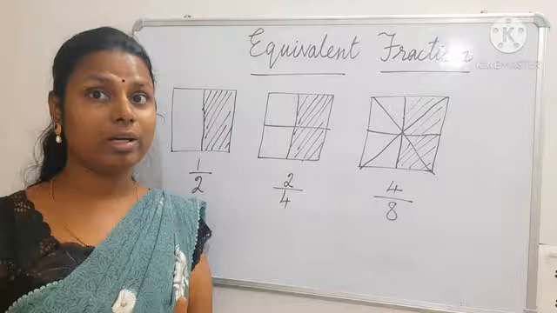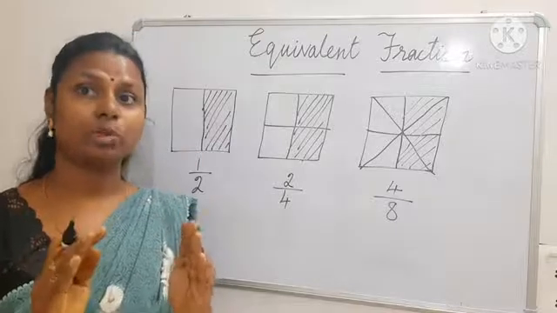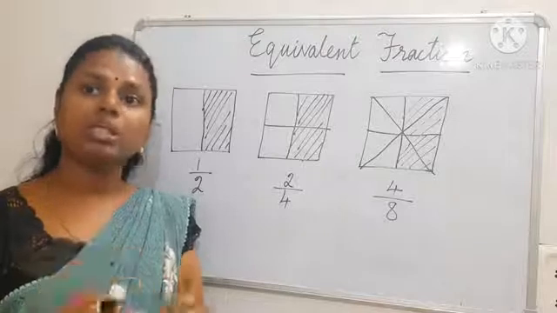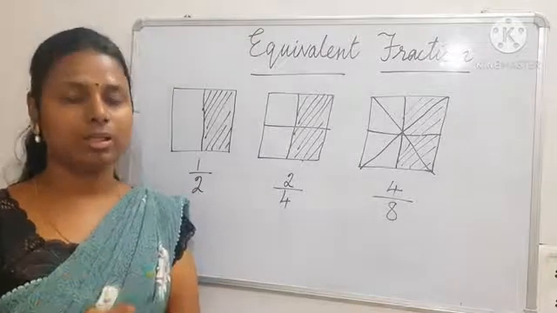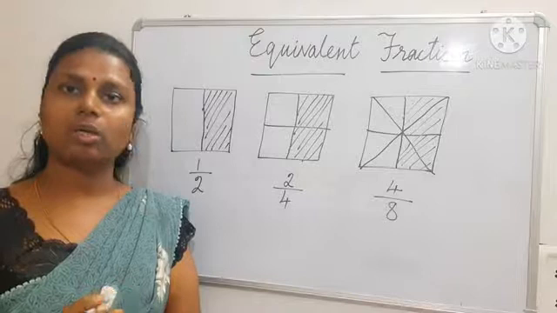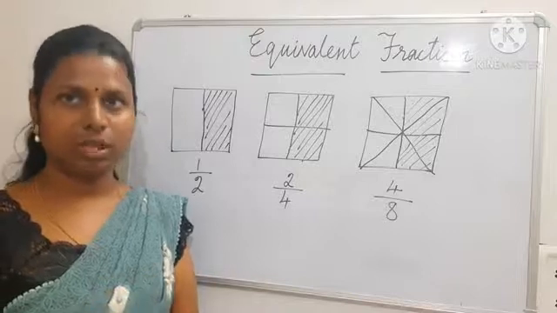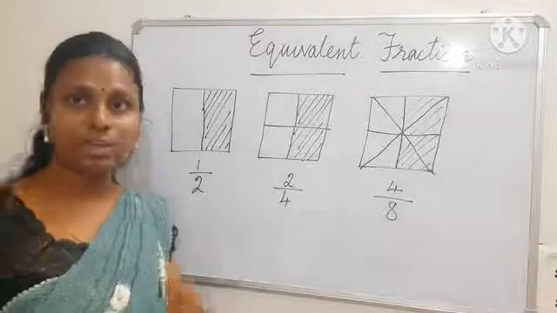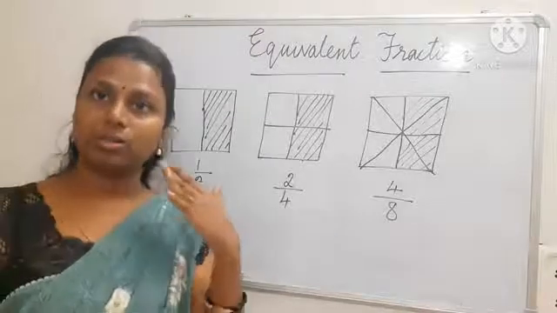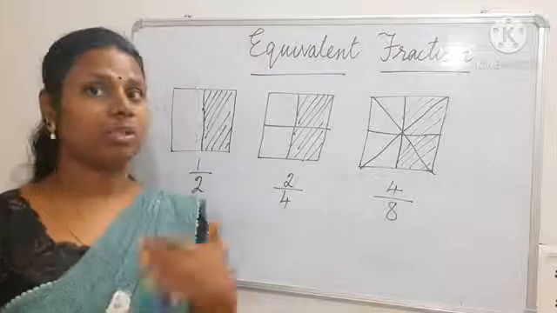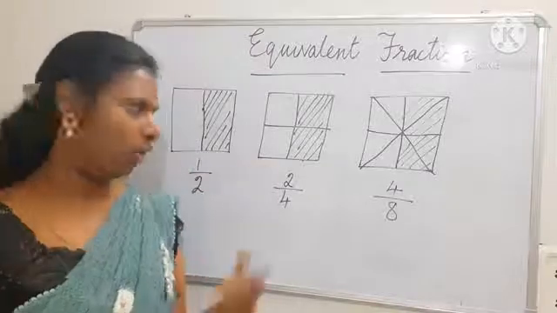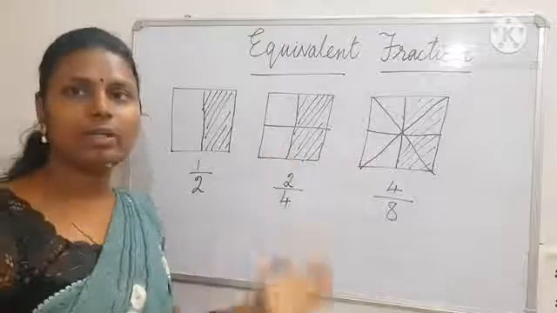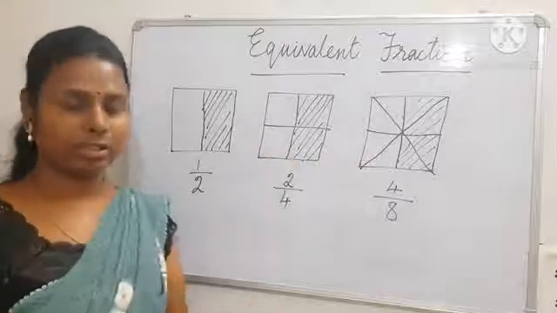So what are equivalent fractions? The shaded portions are the same, but there will be changes in the numerator and denominator. That kind of fractions are called equivalent fractions. Okay, how do you identify, when two fractions are given, whether they are equivalent fractions or not? Now anyway the figure is there, so by looking at these figures we can easily say these are equivalent fractions.